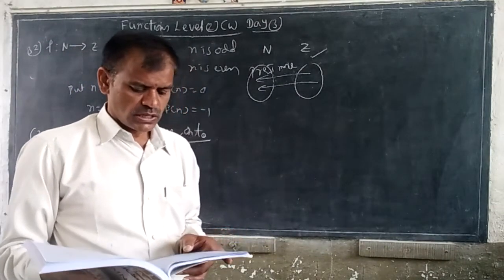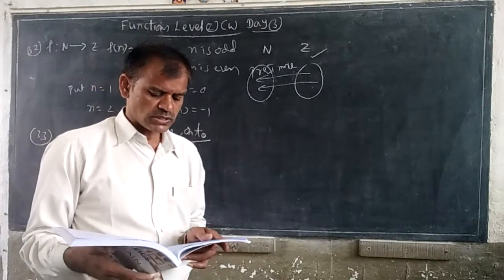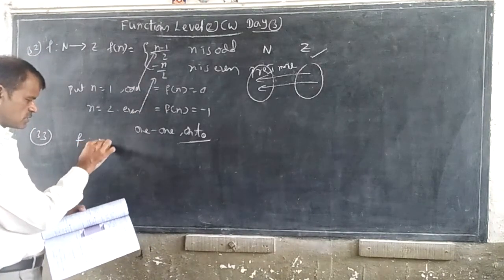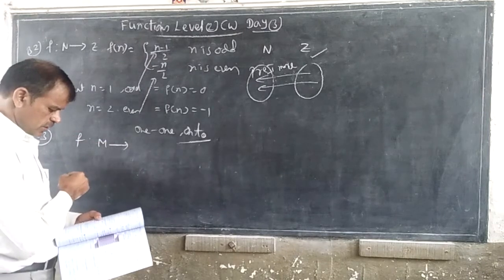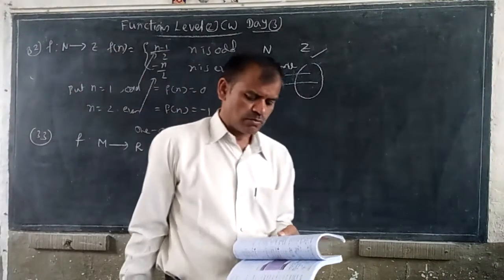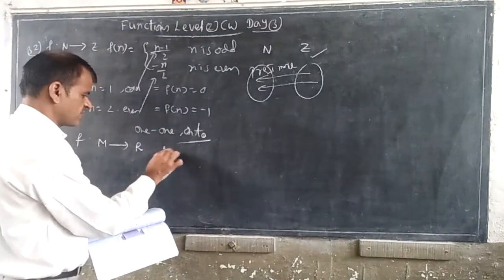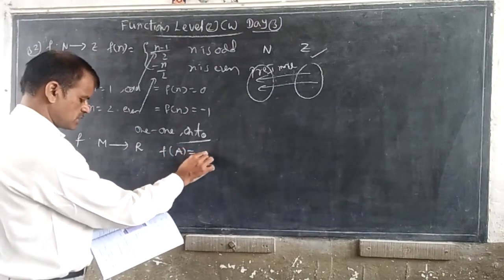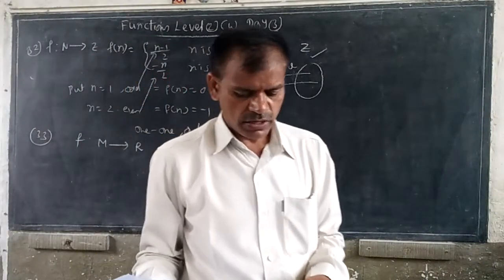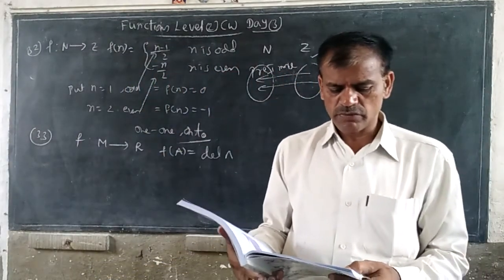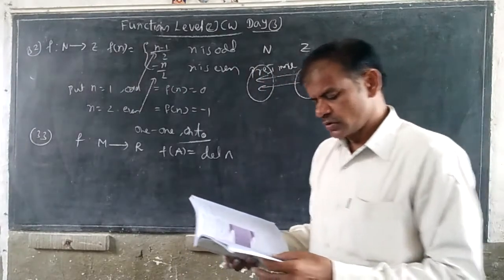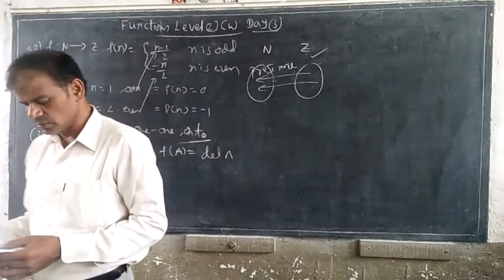Now question 33. M is the set of all 2 cross 2 real matrices. F maps M to R. M means real matrices. F of A is equal to the determinant of A, for all A in M. Then f is 1-1, onto, both, or neither. M is the set of all 2 by 2 real matrices. Okay, but we should discuss about 1-1 and onto like this.